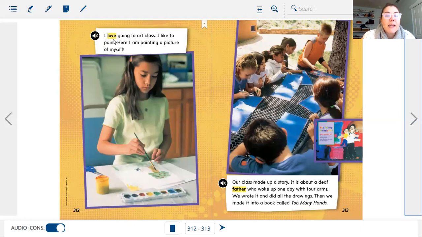Together. I love going to art class. I like to paint. Here I am painting a picture of myself. Our class made up a story. It is about a deaf father who wakes up one day with 4 arms. We wrote it and did all the drawings. Then we made it into a book called Too Many Hands.